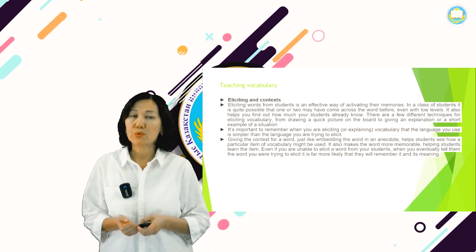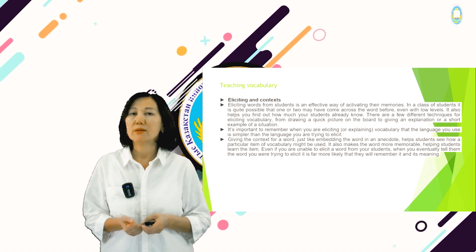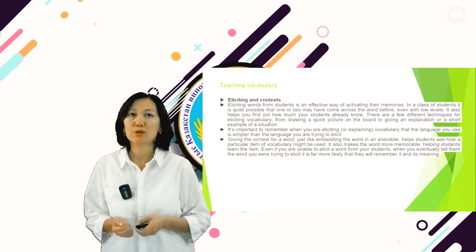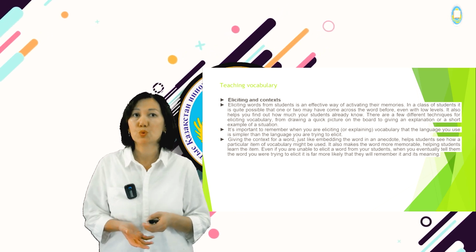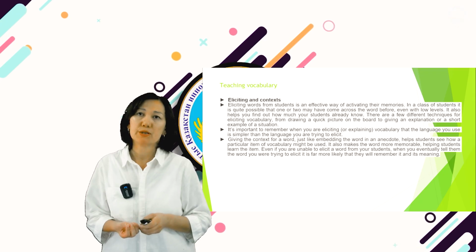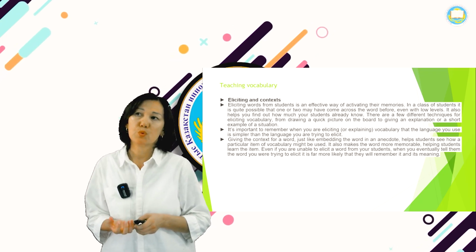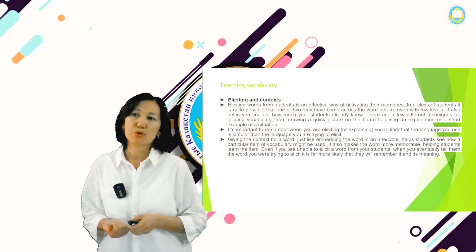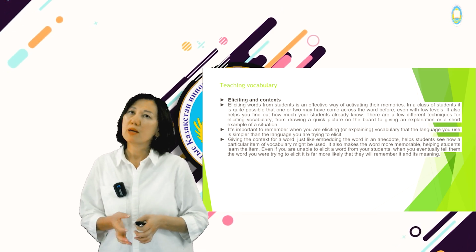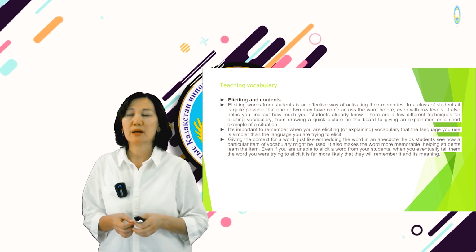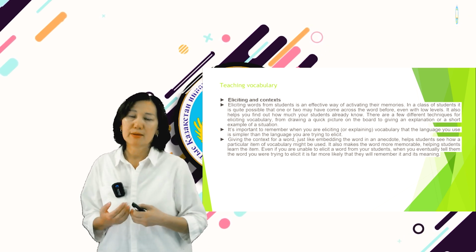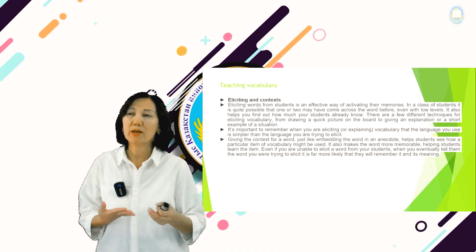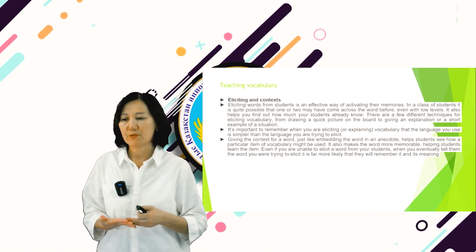And there are a few different techniques for eliciting vocabulary, from drawing a quick picture on the board to giving an explanation or a short example of a situation. So this is really very nice. You can try this technique even with your primary class. For example, if you bring an umbrella, or if you bring, for example, a coat, they can guess that today they are going to deal with, for example, weather, or different seasons.